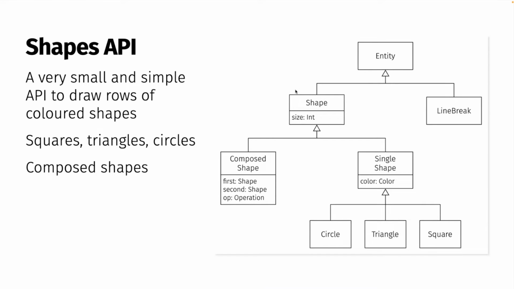Okay, so now let's go to the Shapes API, which is this very simple small API to create rows of color shapes. We can only create circles, triangles, and squares, and we can then add also line breaks between these rows of shapes. We can also create composed shapes by composing two shapes.